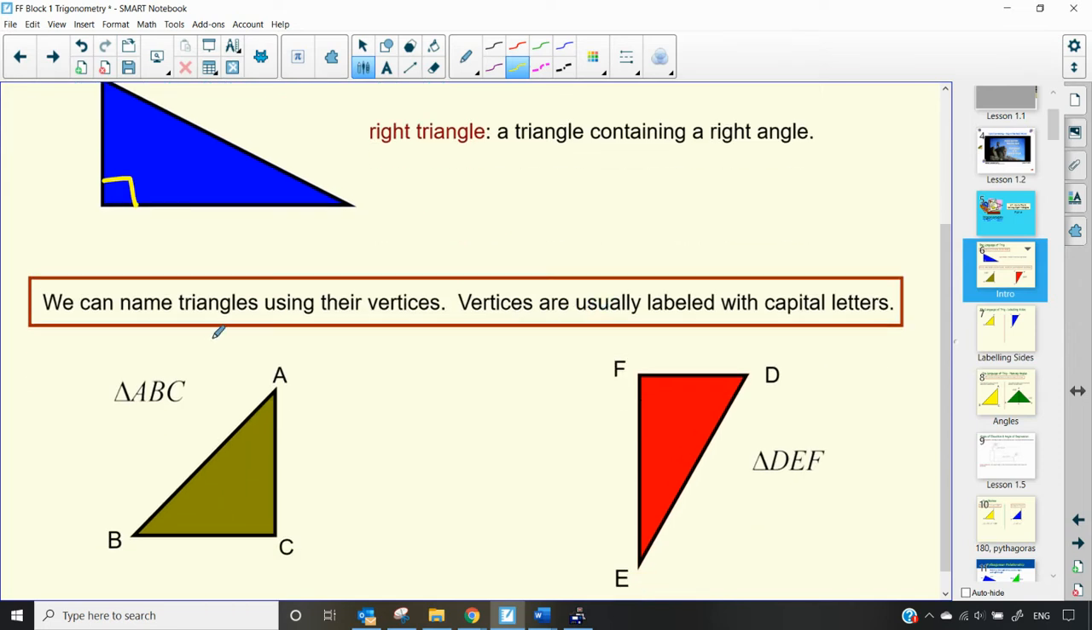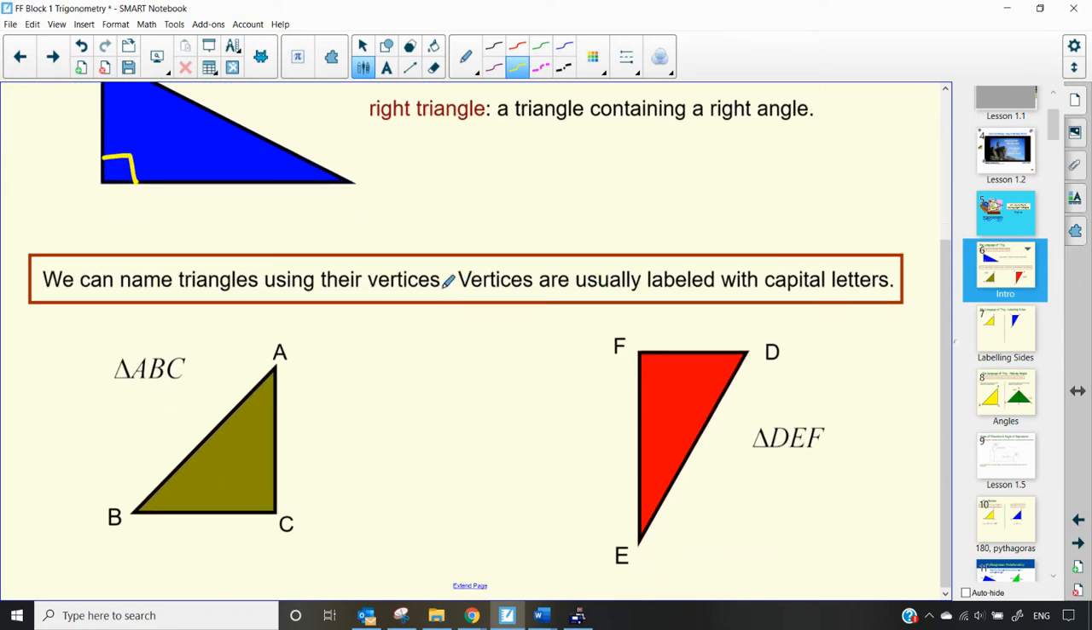All right, so when we're naming our triangles, we name our triangles using vertices. And vertices are usually labeled with capital letters. So if I wanted to label this triangle, I would call it triangle ABC. I could also call it triangle CAB, but notice that everything's named based on the vertices. If I wanted to name this triangle, it would be triangle DEF.